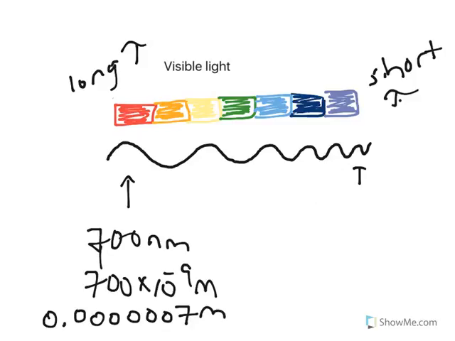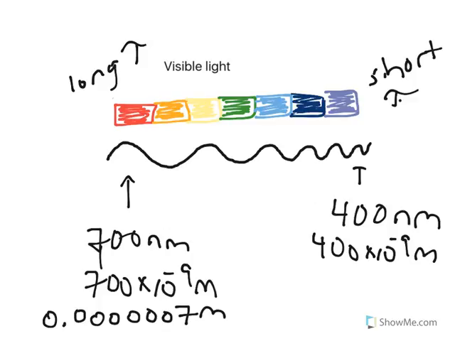Let's go to the violet side. The violet side has a value of around 400 nanometers, or 400 times 10 to the minus 9th meters, which is likewise 0.0000004 meters. So the wavelength for the red is very long compared to the wavelength of the violet, which is very short.